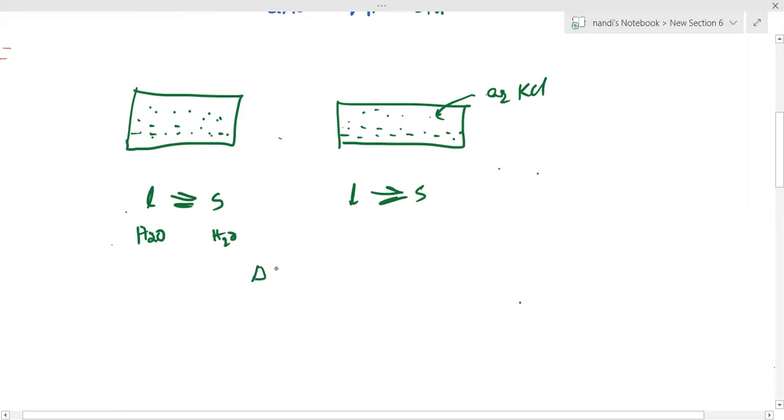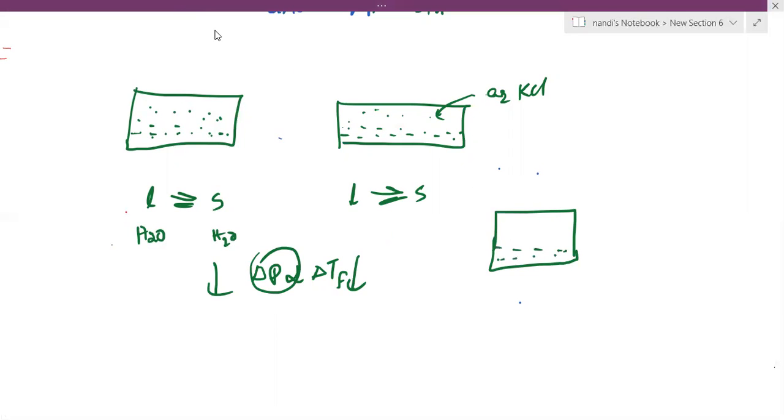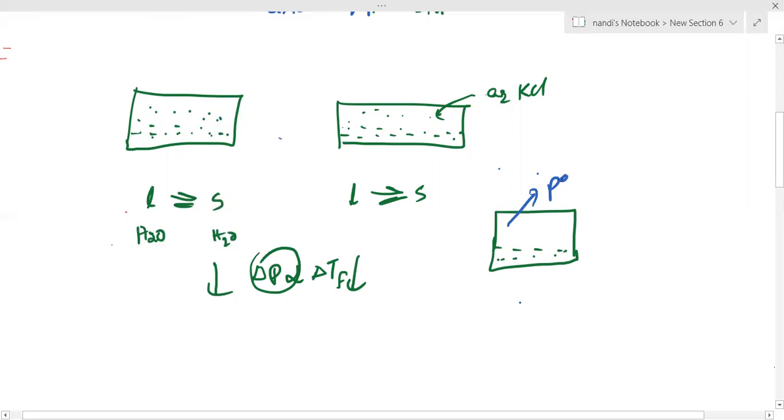Then vapor pressure decreases, and temperature also decreases. We know very well that delta P is directly proportional to delta T. If vapor pressure decreases, the temperature of the system also decreases. Again, we'll try to explain. If this is the pure liquid, it may have a vapor pressure P naught, assume 100 mm of Hg, when liquid and solid are in equilibrium. Assume this is at 0 degrees centigrade.